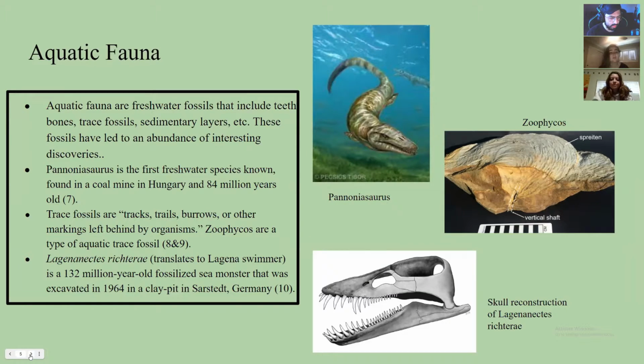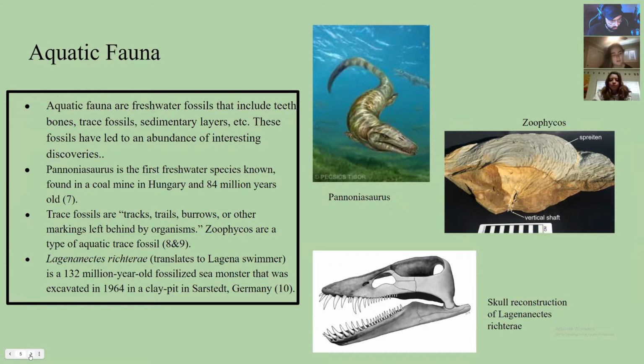And then trace fossils are tracks, trails, burrows, or other markings left behind by organisms. Zoophycos are a type of aquatic trace fossil. They are a three-dimensional trace with a central vertical shaft and lateral feeding traces with spiraling layers. The fossil is usually found dispersed throughout pretty deep water and marine turbidite beds. A turbidite is a sedimentary bed deposited by turbidity current and turbidity flow. The fossil can also be found in a range of water depths, including shallow water with low oxygen levels.